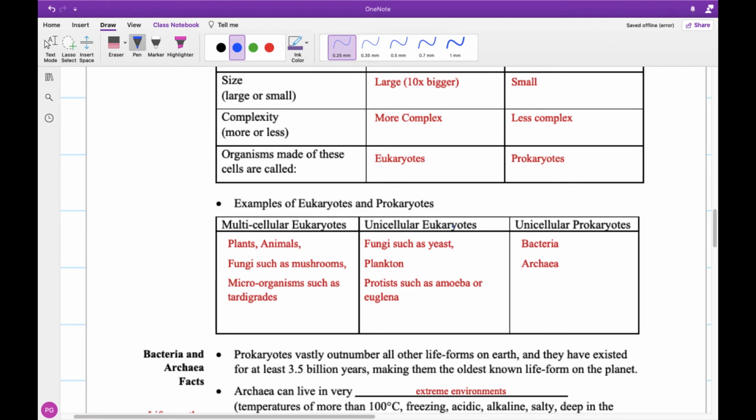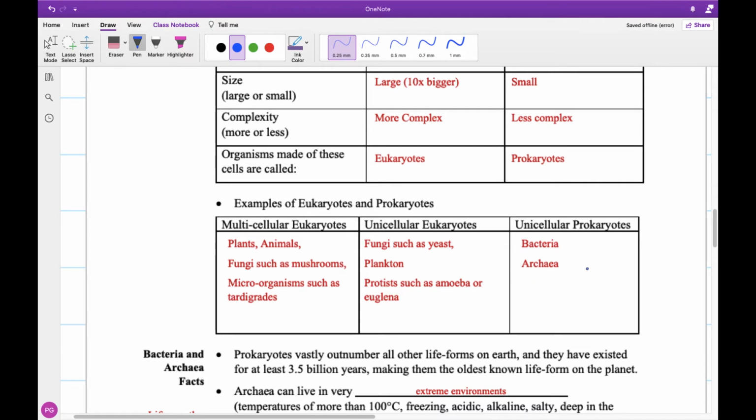Unicellular eukaryotes, so it's possible to have only one cell in these kind of large, more complex cells. Different fungi, plankton, protists like amoeba or euglena. And then usually prokaryotes, they can't form these complex systems. They can't form organisms that have more than one cell. Our prokaryotes are almost always one cell. Things like bacteria or archaea.